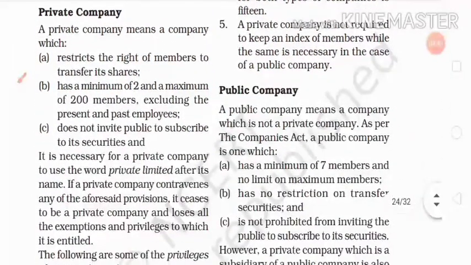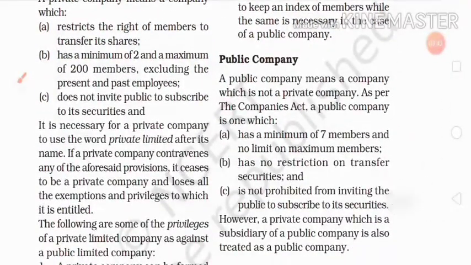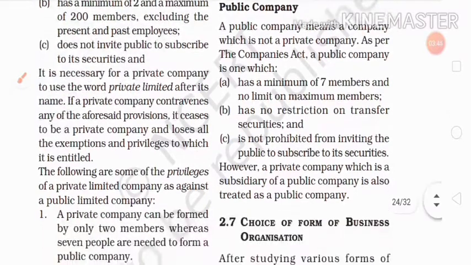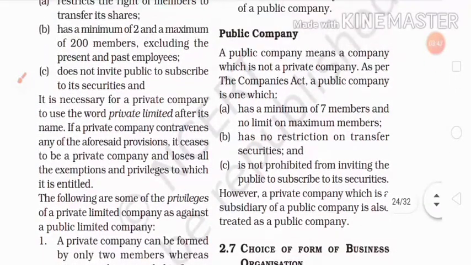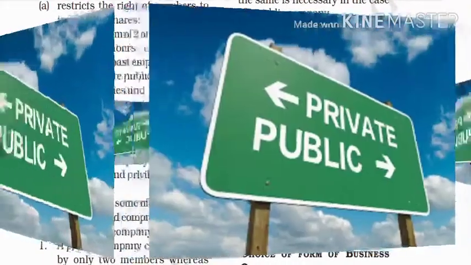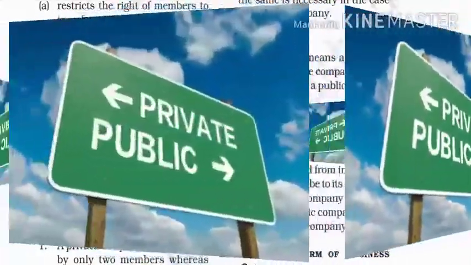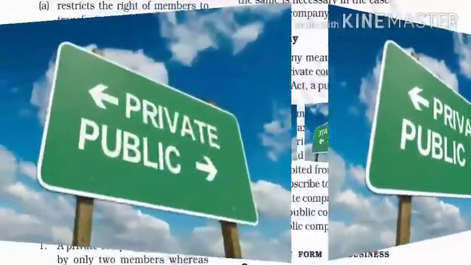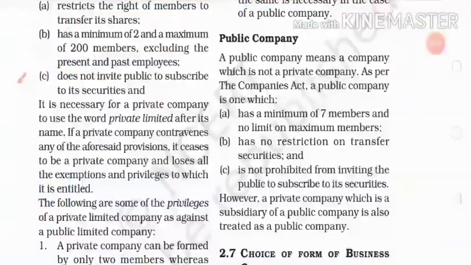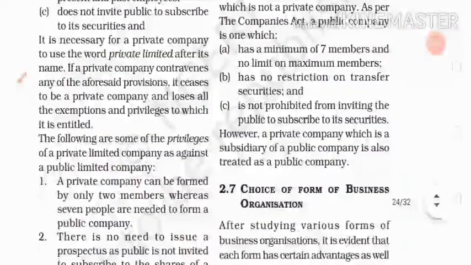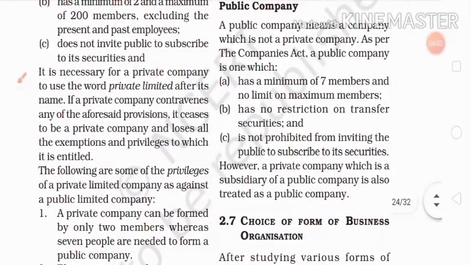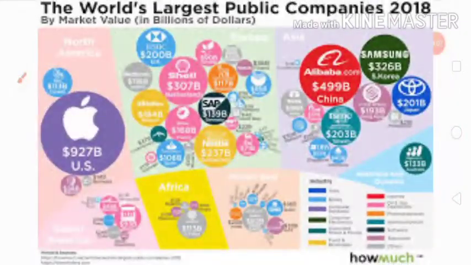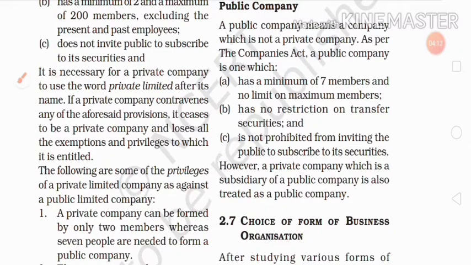Now coming to public company. According to the Companies Act 2013, a public company means a company which has a minimum of 7 members, and there is no limit on the maximum number of members. It does not restrict the right of its members to transfer its shares, and is not prohibited from inviting the general public to subscribe to its shares, debentures, or public deposits. It has a minimum paid up capital of rupees 5 lakh or such higher capital as may be prescribed.